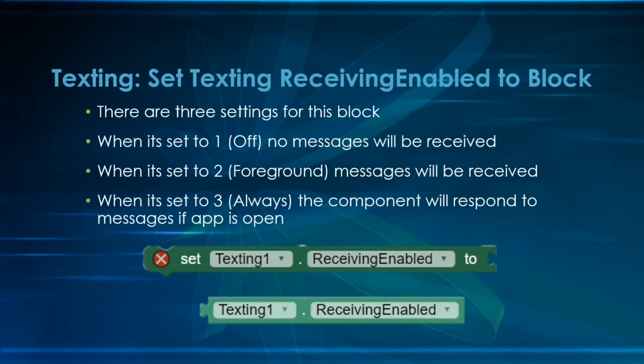Texting, set texting receiving enabled to block. There are 3 settings for this block. When it's set to 1, it's off, no messages will be received. When it's set to 2, foreground, messages will be received. When it's set to 3, the component will respond to messages even if the app is not open, so it's always.